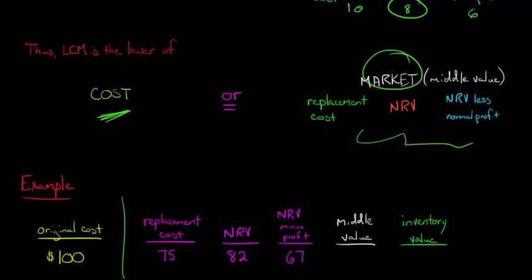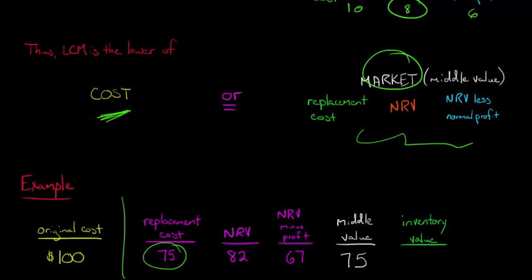So now, before we can figure out the value of the inventory, we need to figure out that market value, right? So we're going to take the middle of these three in purple right here, the middle value. So we've got 75, 82, and 67. So the middle value is going to be 75, right? So that's going to be 75.